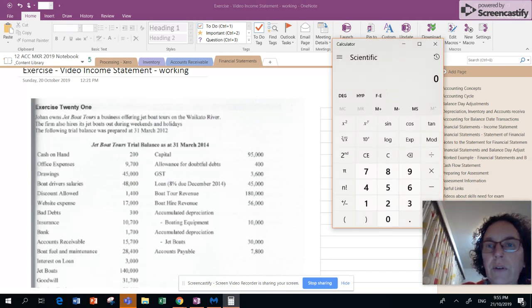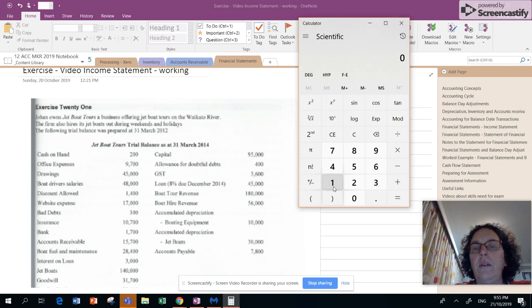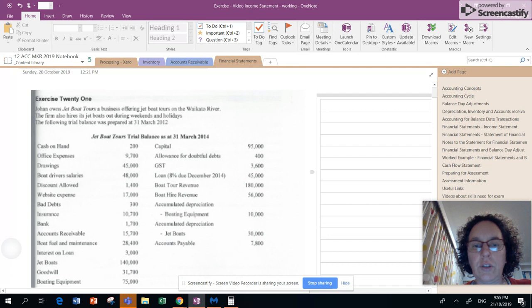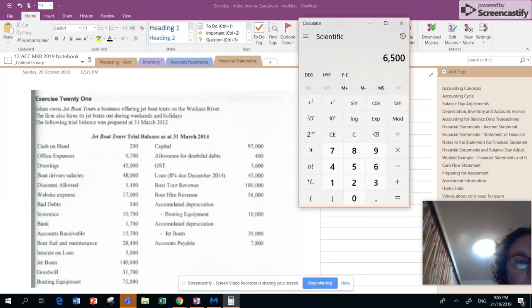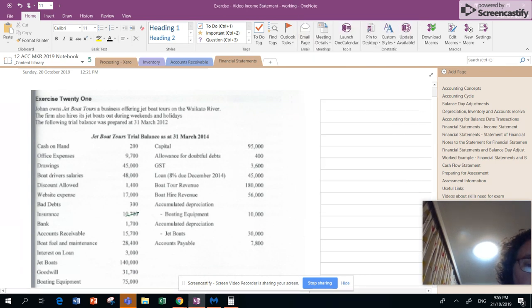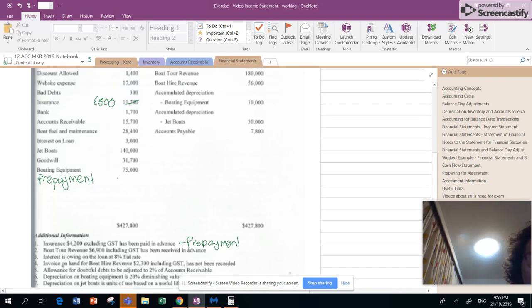Okay, so we're just going to find insurance. And insurance is $10,700. So we're just going to take off the $4,200. So insurance is now going to go down to $6,500 because it's a prepayment. So that would have been the credit. We would have credited insurance. So it means that we're going to debit the prepayment, and a prepayment is a current asset. And so we're going to credit it by $4,200.